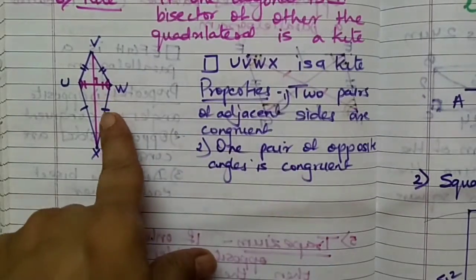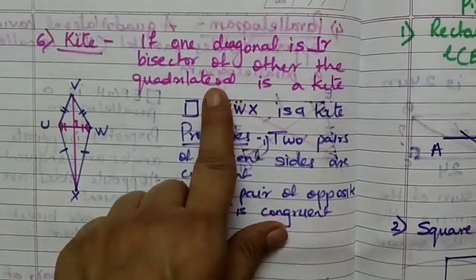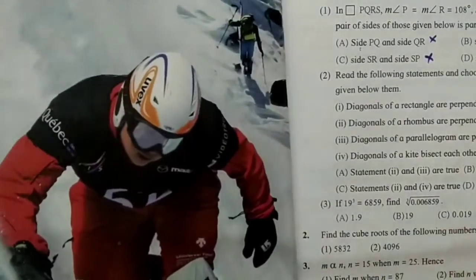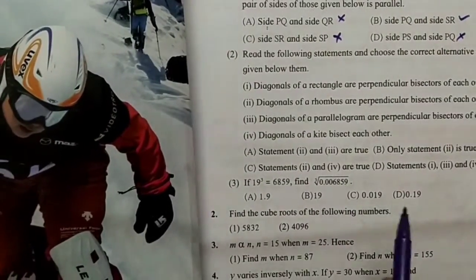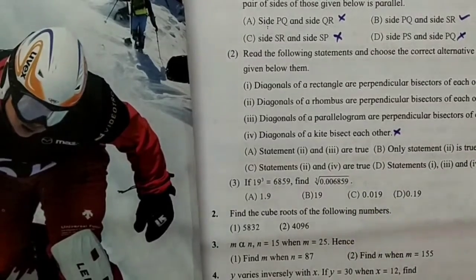They are perpendicular. One diagonal is the perpendicular bisector of the other. So both the diagonals don't bisect each other. Here what they have said, diagonals of a kite bisect each other, that is also not true. So now which statement is true for us?